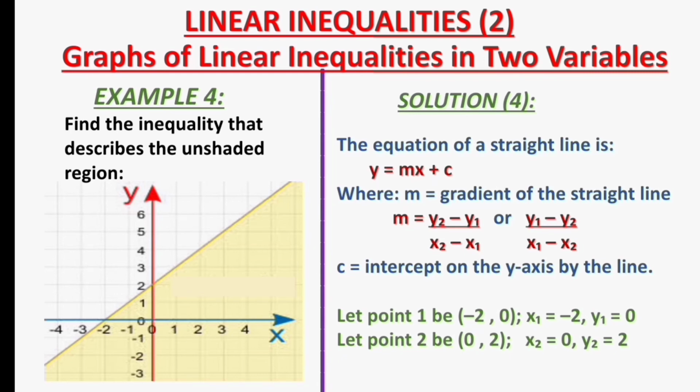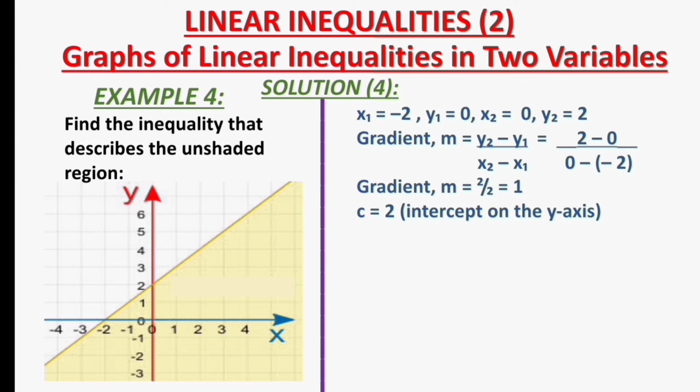From the graph, we need 2 points to get our x1, y1 and x2, y2. Let our first point be the point x is minus 2 and y is 0, representing the point where the line crosses the x-axis. Also, let our point 2 be the point x is 0 and y is 2, representing the point where the straight line crosses the y-axis. When we substitute these values into our gradient formula, what will be the gradient of the straight line? Let's see if you are right.